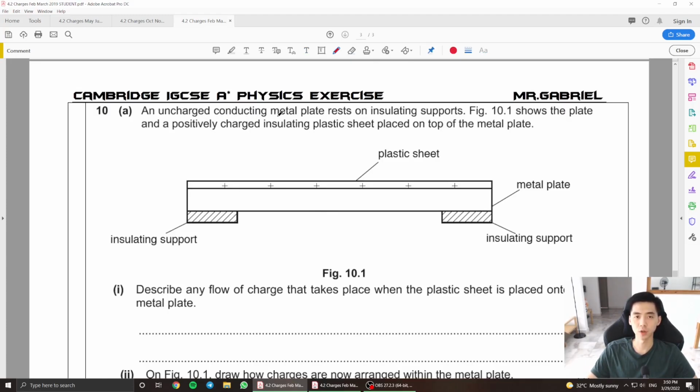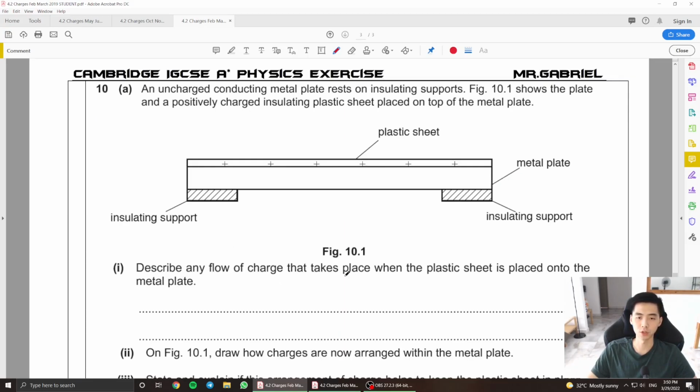Okay. And moving on to the real final question here. An uncharged conducting metal sphere rests on insulating support. Figure 10.1 shows the plate and a positively charged insulating plastic sheet placed on top of the metal plate. So this is a positively charged plastic sheet that is placed on top of a metal plate here. Describe any flow of charges that takes place when the plastic sheet is placed onto the metal plate.